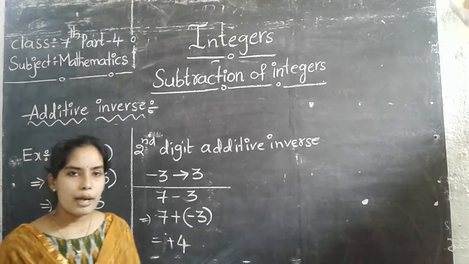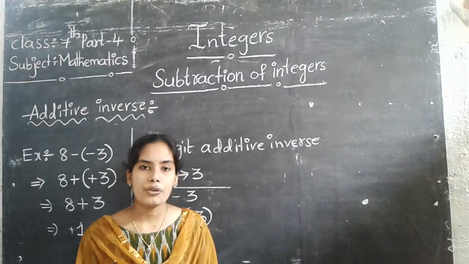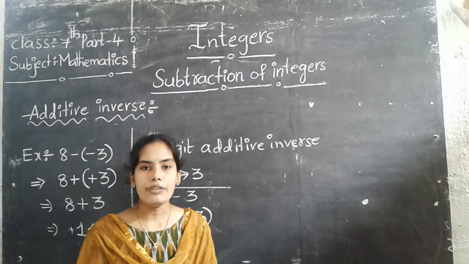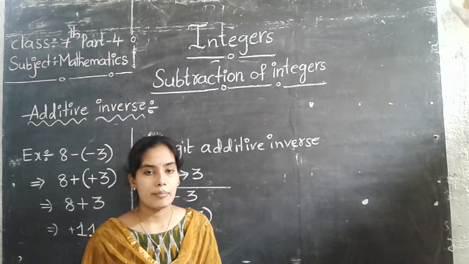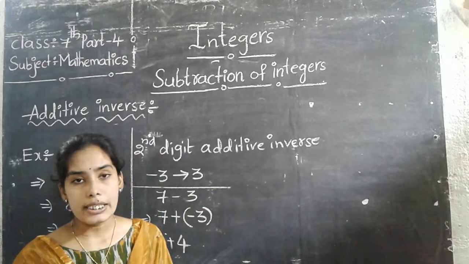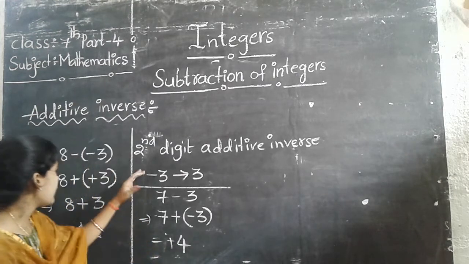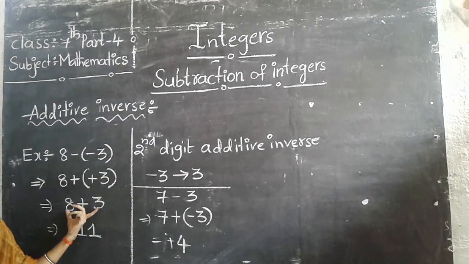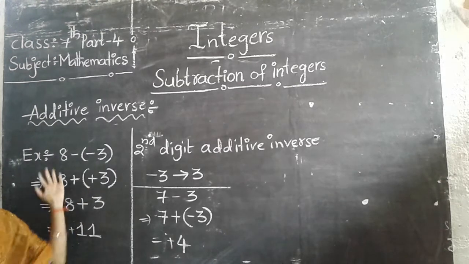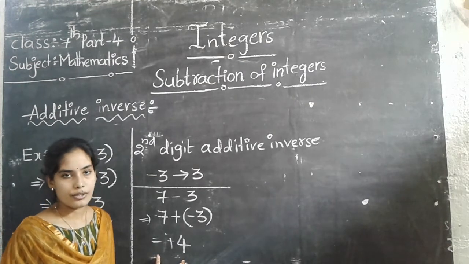What is the first step? The question is in the form of subtraction. We convert it into addition. Then we find the additive inverse of the second digit. After that we get the same old method, addition of integers, which we know already. Those steps we use in subtraction of integers also. Okay.